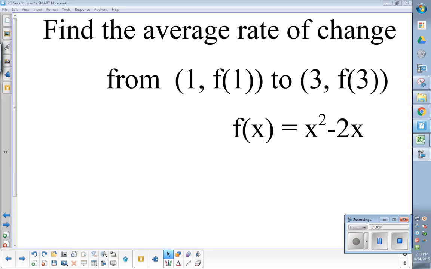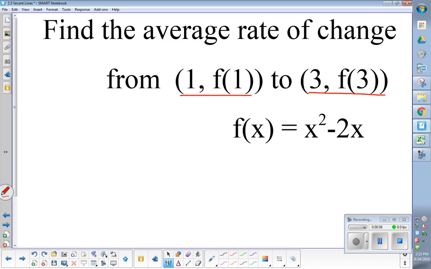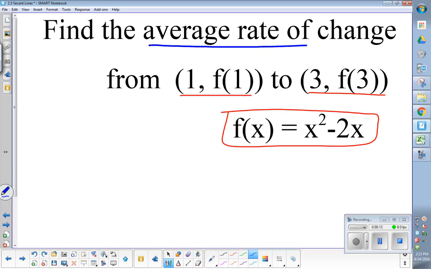We're going to find the average rate of change from 1, f of 1, to 3, f of 3, for this function. When we see that phrase, average rate of change, what does it mean? That means slope. That's all it means. And when I say we're going to find slope, what do you need to know in order to find slope? Slope formula. What do you need to have in order to do slope formula? X's and Y's. In order to find slope, we need two ordered pairs.